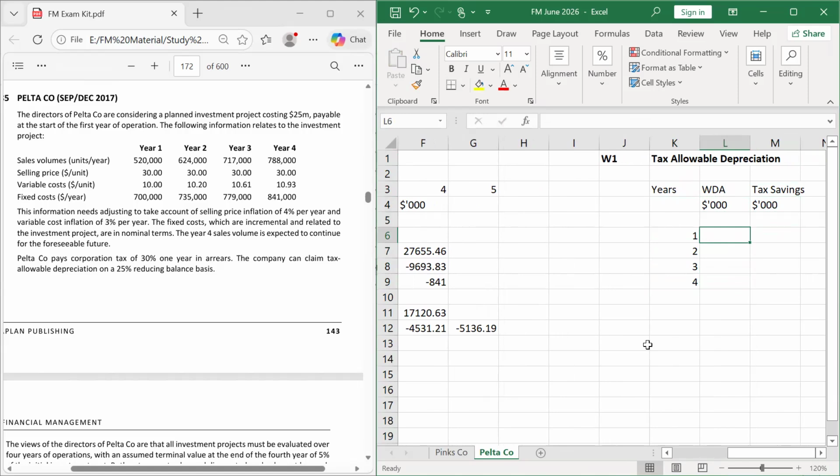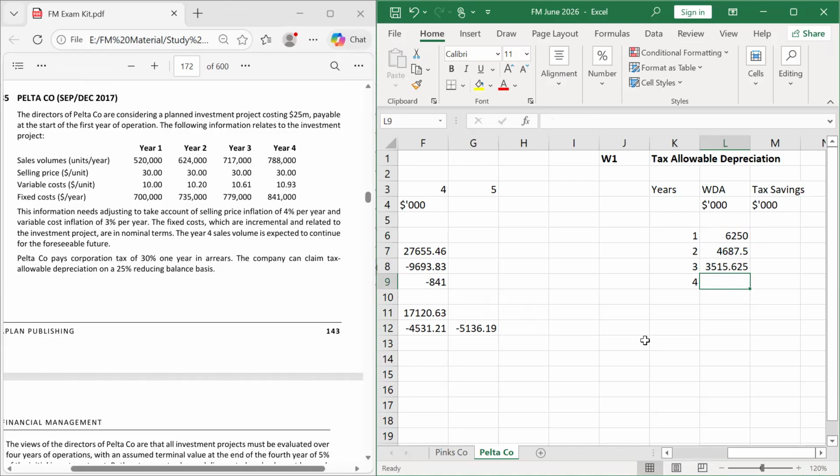So your WDA, written down allowance, is 25% reducing balance method. So the investment is 25 million, 25,000 times 0.25. Now you can multiply this figure with 0.75 to get the WDA for year two, and similarly multiply this figure by 0.75 to get the WDA at year three. Now for the last year, we have to do the working of the balancing allowance or balancing charge. So let's do the working for balancing allowance and balancing charge.